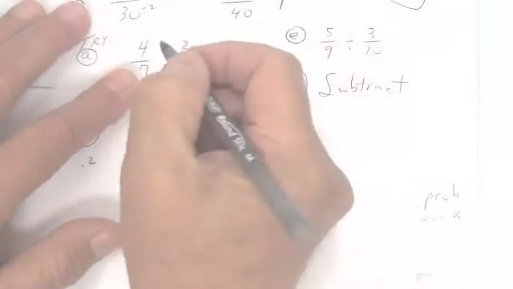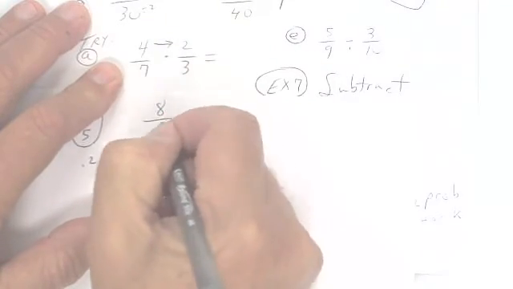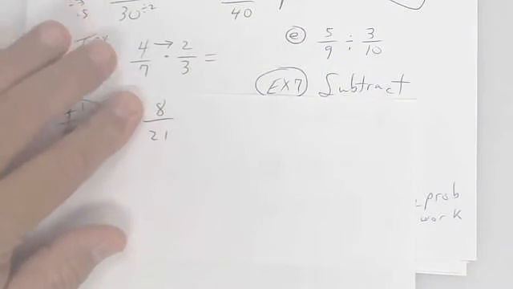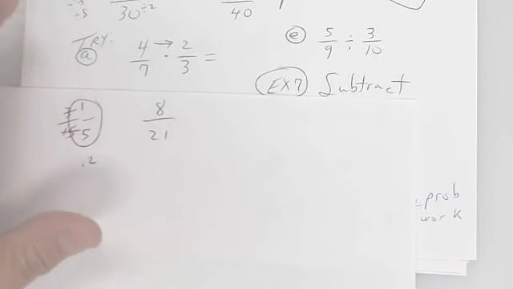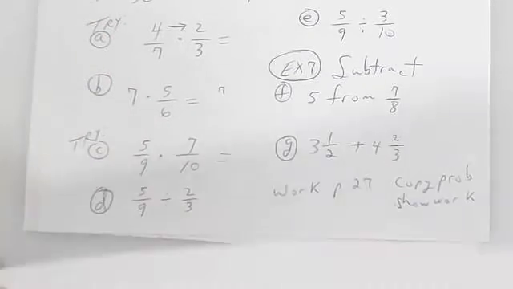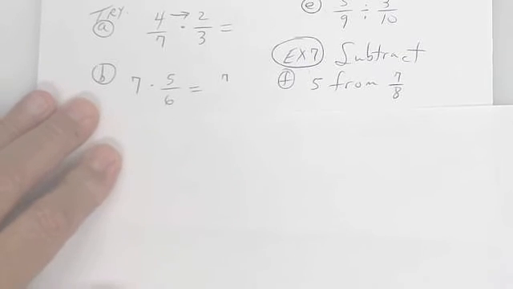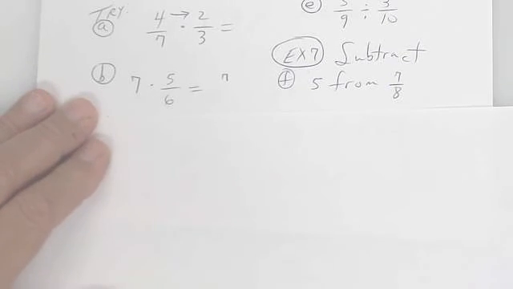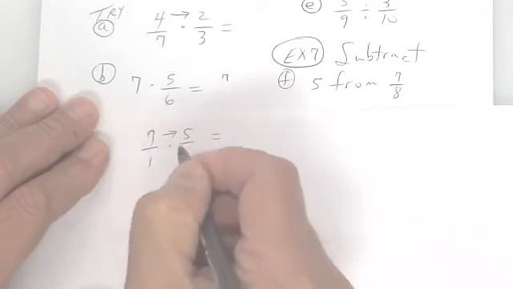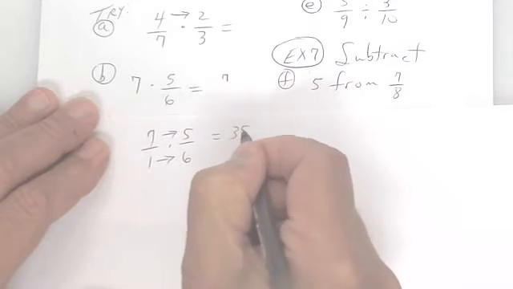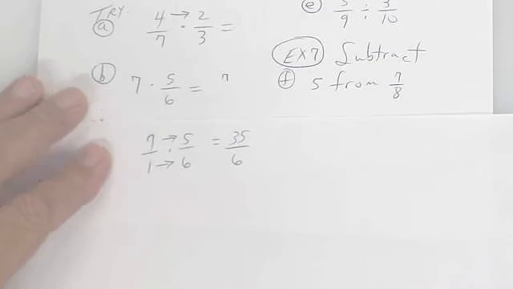All right, remember, when you multiply, you go straight across. So that's going to be 8 over 21. And then you try to reduce by 2s, 3s, and 5s. I don't think you can. Try the next one. This one is times. Put a 1 underneath that 7. Times 5 over 6. So I'm going to get 35 over 6. And we'll leave it like that as long as it's reduced.